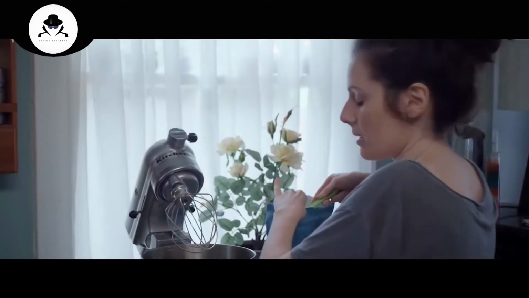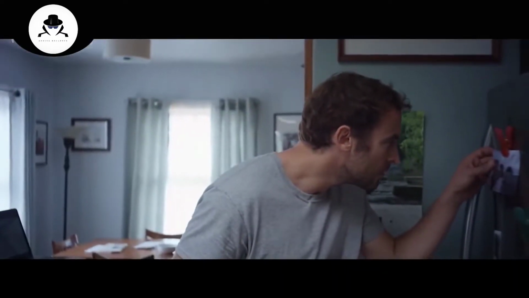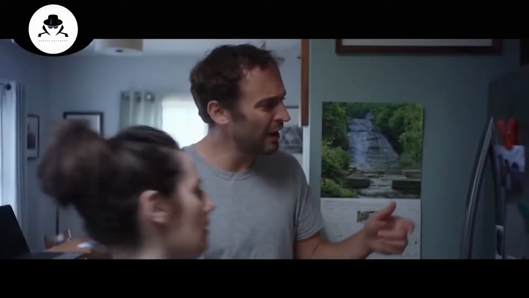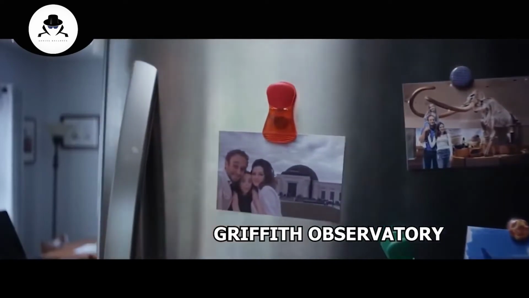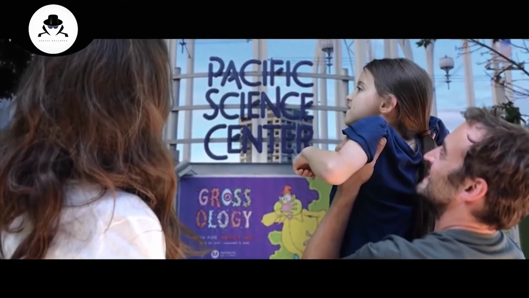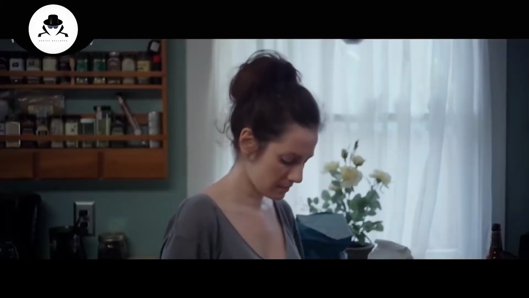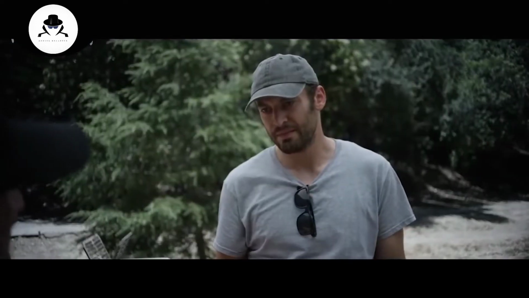The next day, Brendan is confused by the photo of his family on the refrigerator. He asks his wife where the photo was taken, and Claire replies that it was taken in front of the Griffith Observatory, but Brendan is very sure that they didn't take photos in that place. Instead, they took pictures at the Pacific Science Center in Seattle. His wife doesn't respond and tells him to leave because she is busy cooking.